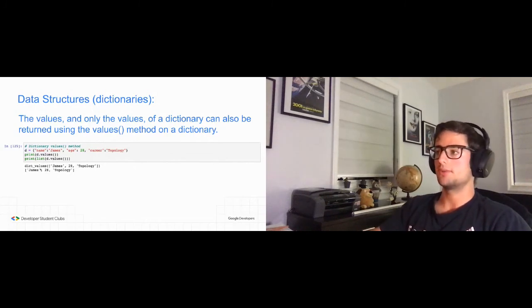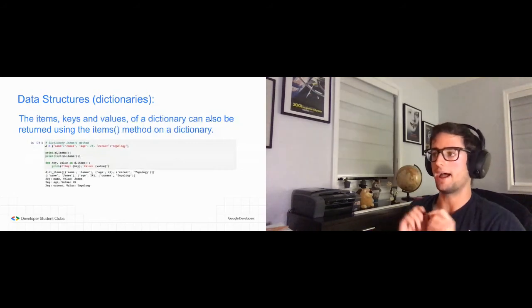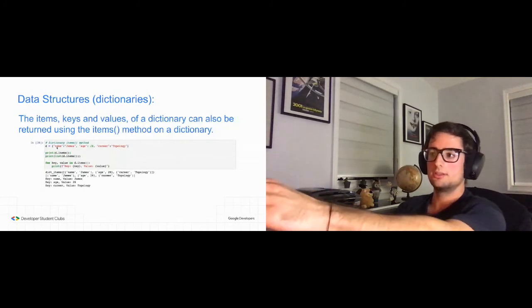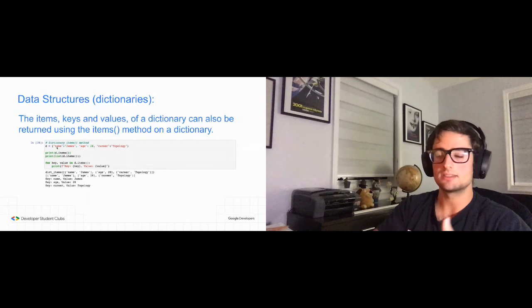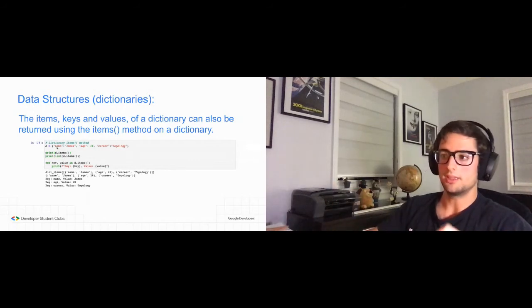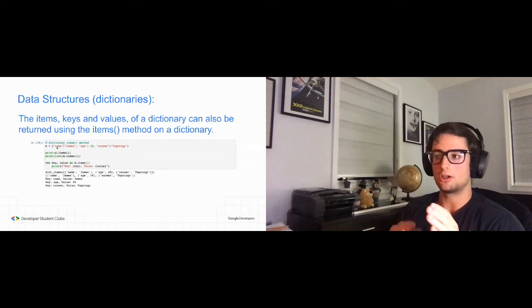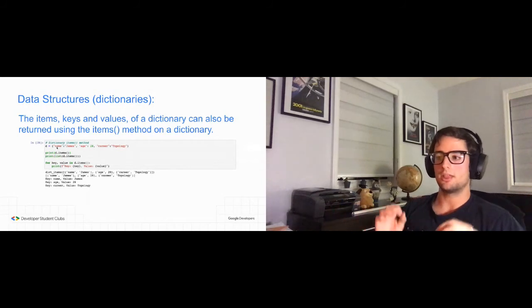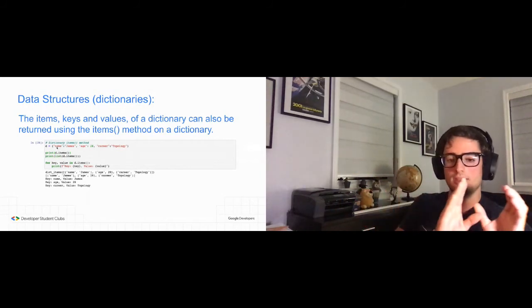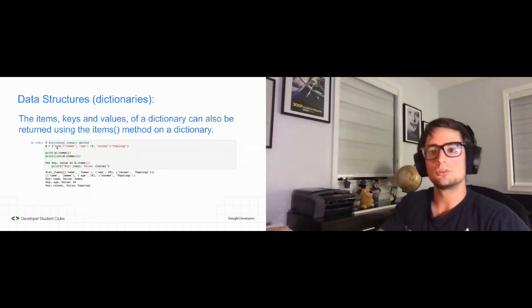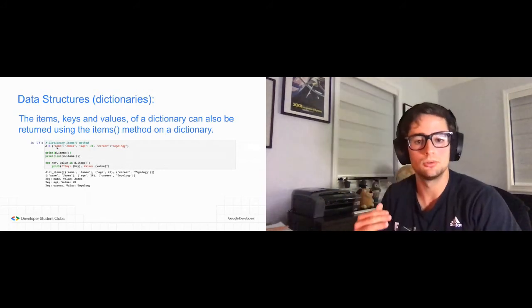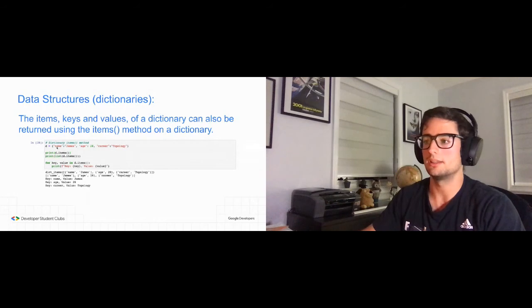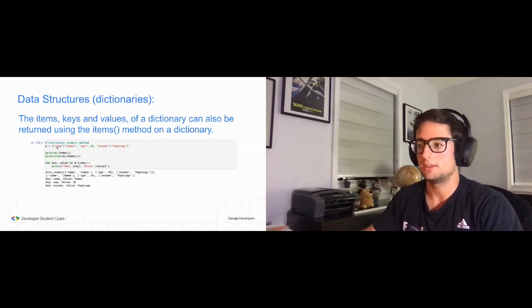Now, the items, keys, and values of a dictionary can also be returned using the items method on a dictionary. So if you want both keys and values, but not as a dictionary, if you want an array, you can just do the variable name of the dictionary dot items, and then if you turn that into a list, you get a list of tuples that has the key and value. Now, I'm not going to be able to go over tuples today, but I highly encourage you guys to learn it on yourself. So that's why if we were to iterate over the list of the items, we get the keys, and then we get the values.